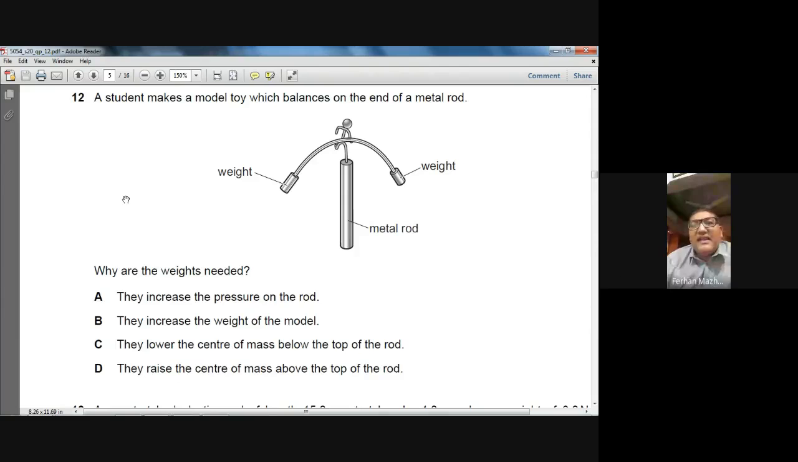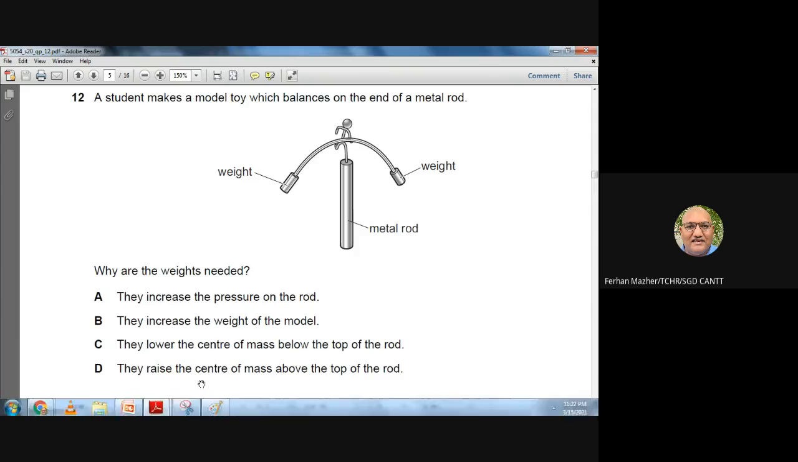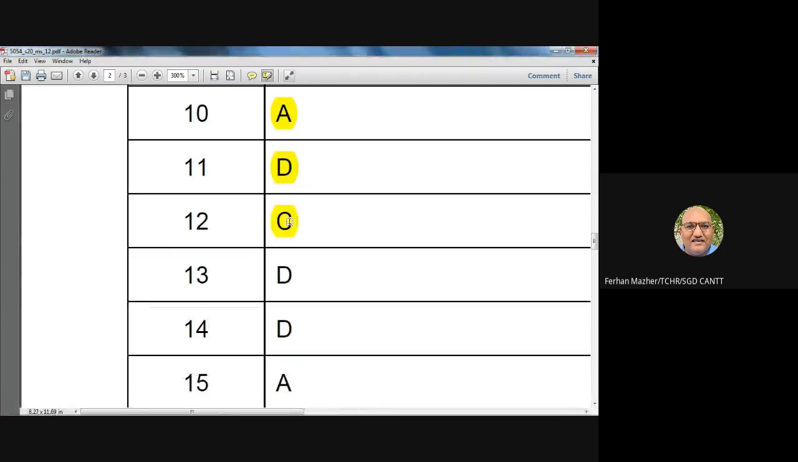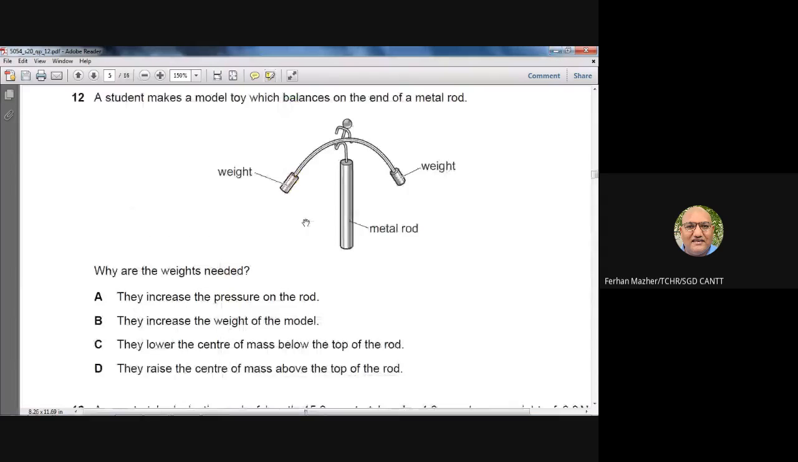They raise the center of mass above the top of the rod? No. The center of mass should be below the point of support, and the thing will become very balanced. It will be very stable. They lower the center of mass below the top of the rod. I think C is the option. Question number 12, C is the right option.